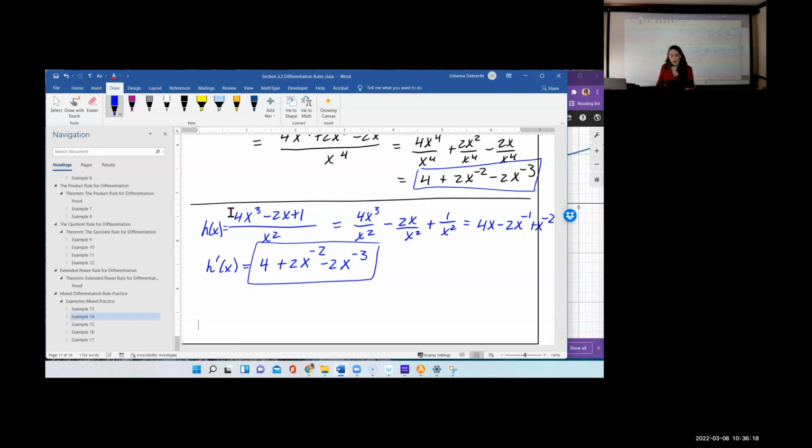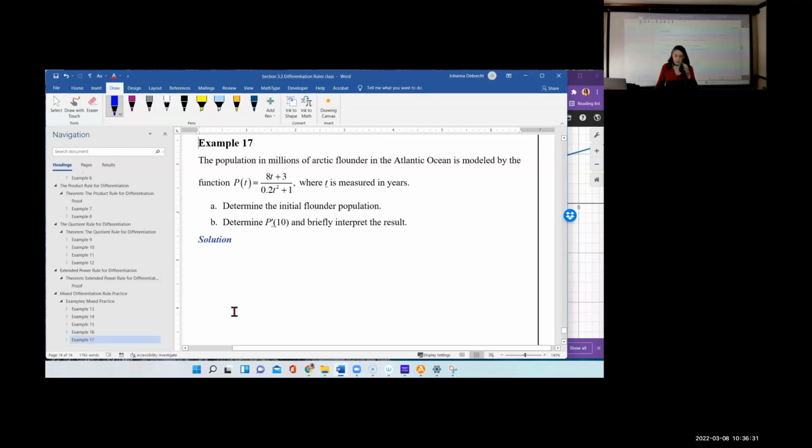Right? Okay, I'm going to skip example 15 and 16 because I think we've done enough like those, and I'm going to go to example 17. If we have time, we'll come back to 15. It's kind of a difficult one and not the most important, so I'm going to skip it for now. I want to look at 17, which is an application.